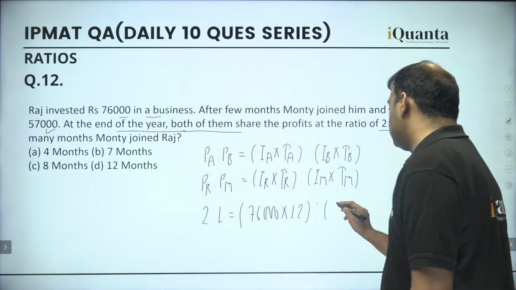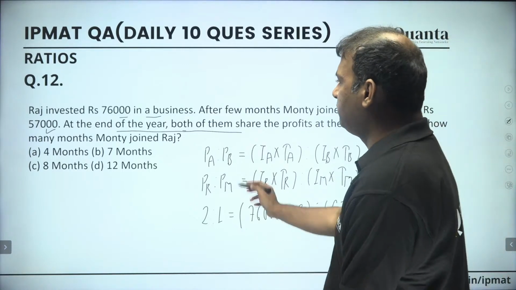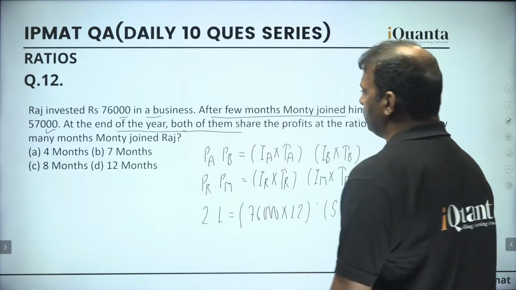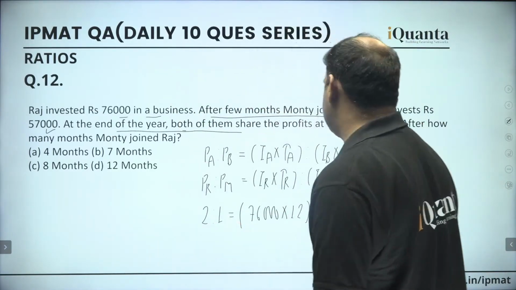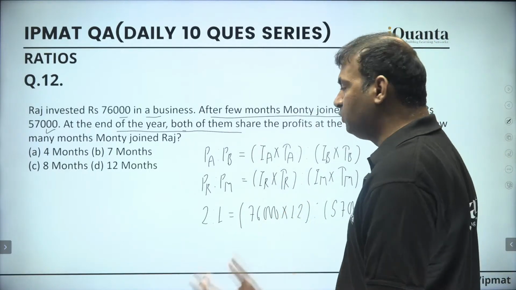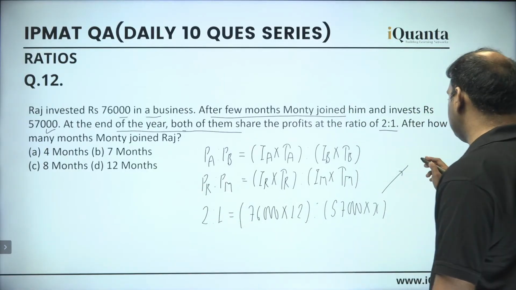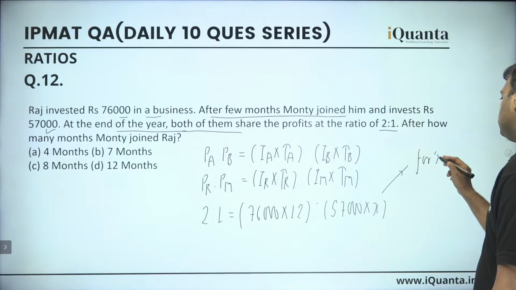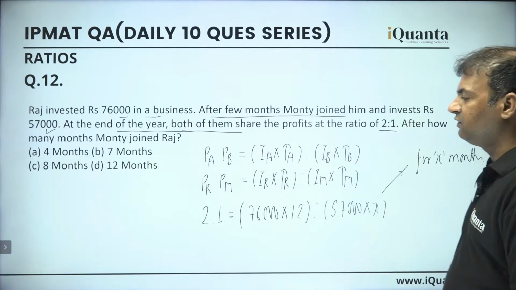And we know that Monty has not invested since the beginning. We have clearly mentioned that after a few months, Monty joined. But we do not know after how many months, right? So let's first understand that Monty invests in this business for X months, okay? We assume that Monty invests for X months. Simple, Monty has invested for X months. So by the help of this, we can easily get the value of X, right?